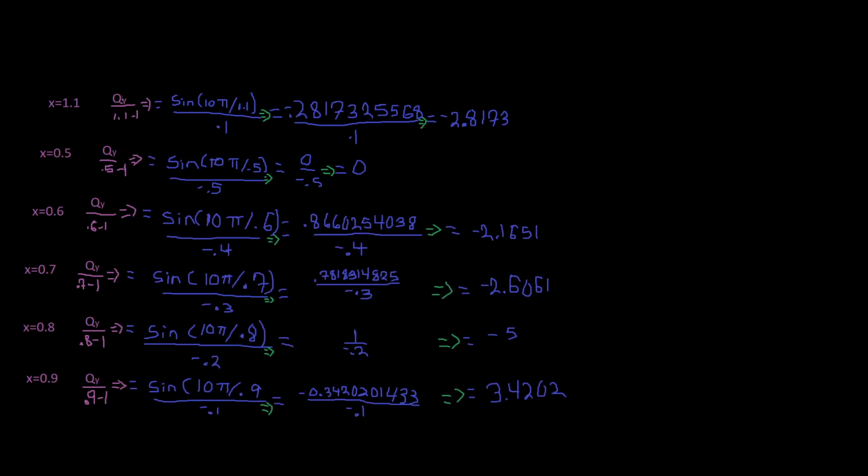So this is the abbreviated version, the reduced version of our point slope form. And we plug in our x, where x is 1.1, into this function, and all the functions down here. We compute it, and we end up getting negative 2.8173, 0, negative 2.1651, negative 2.6061, negative 5, and 3.4202.